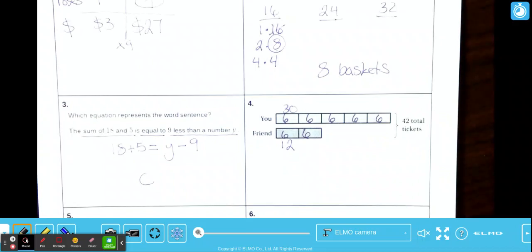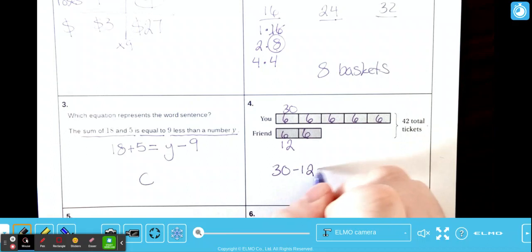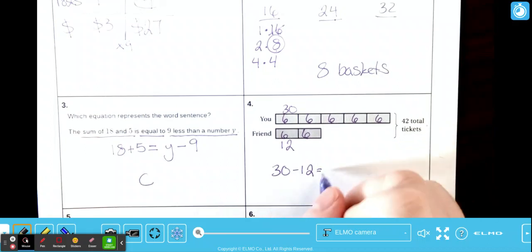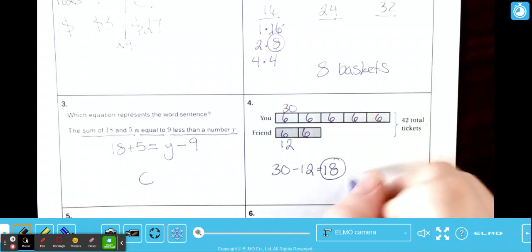The question says, how many more tickets did you sell than your friend? How can you find that out? JJ. Subtracting. 30 minus 12? 18. Which is H.